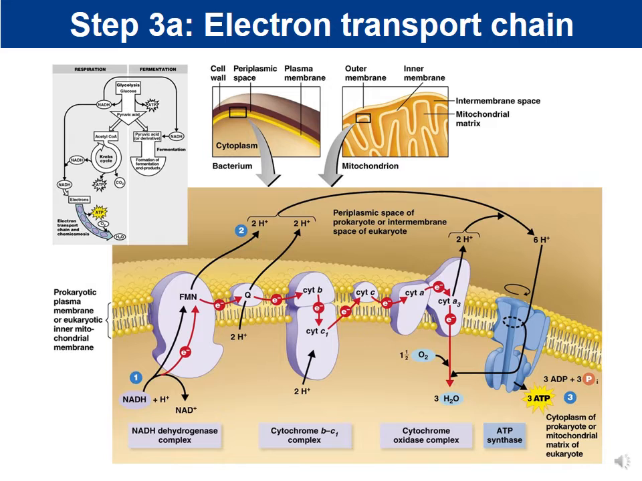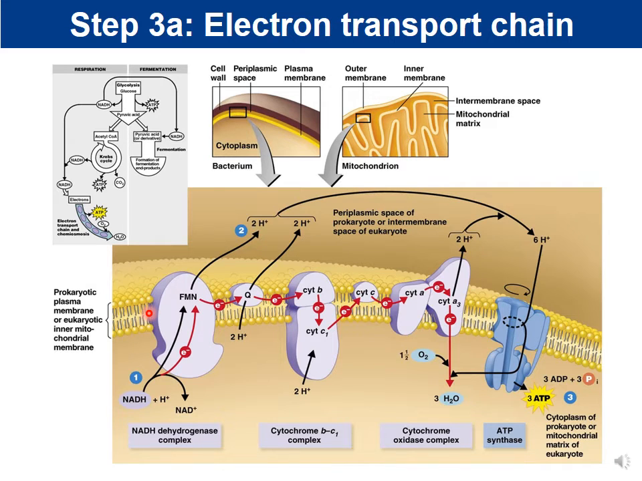So again, this is the membrane. This membrane is going to be the cristae of the mitochondria, the inner membrane. This space down here is going to be the matrix. That's where the NADH is going to be produced from the Krebs cycle. So this is the matrix. Out here in eukaryotic cells is the intermembrane space.